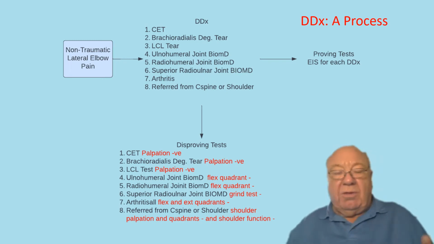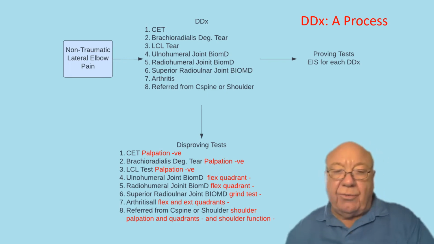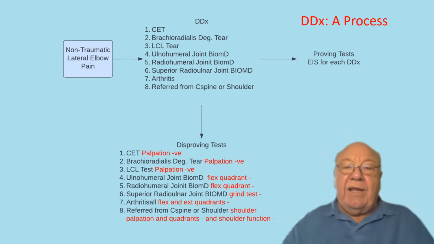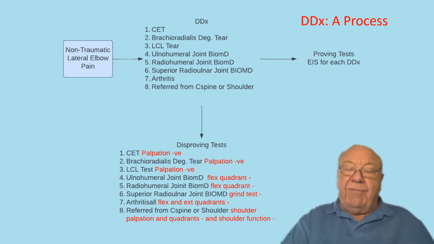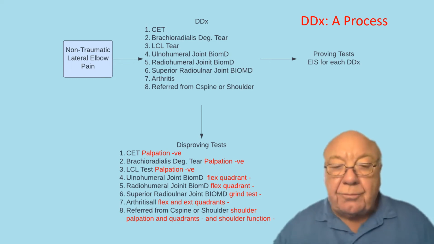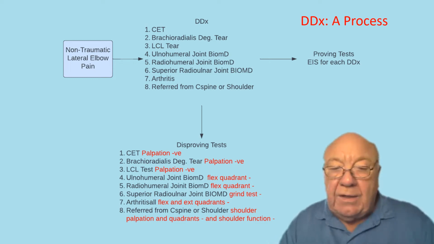So this has got to be as close to 100% sensitivity as you can get. So if that is negative, then you don't have a common extensor tendinosis. Similarly, the same thing with the brachioradialis tear and the lateral ligament. They're all vulnerable to palpation. If they're in trouble, they will give you tenderness. If not, you won't get the tenderness. So a simple test will eliminate all those 3 things at once.